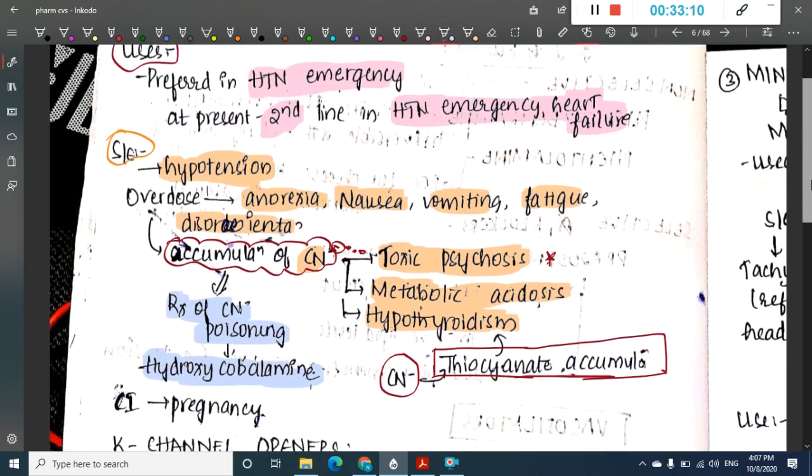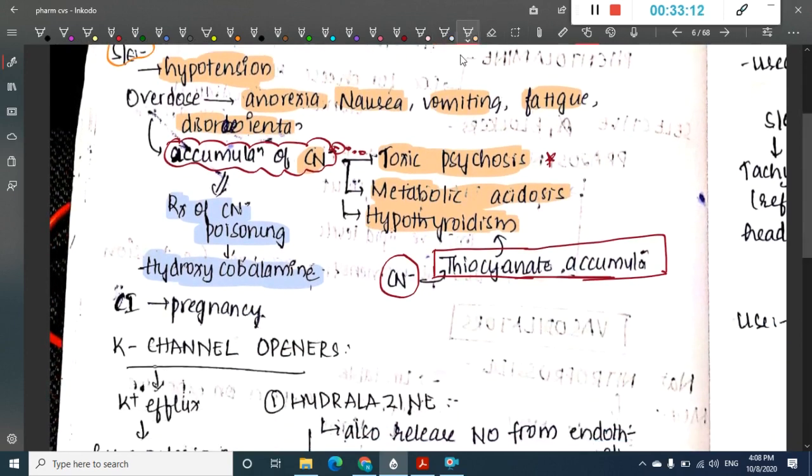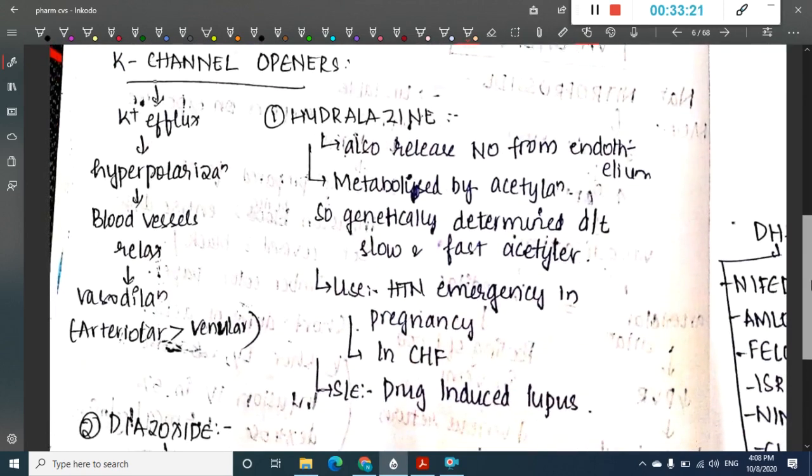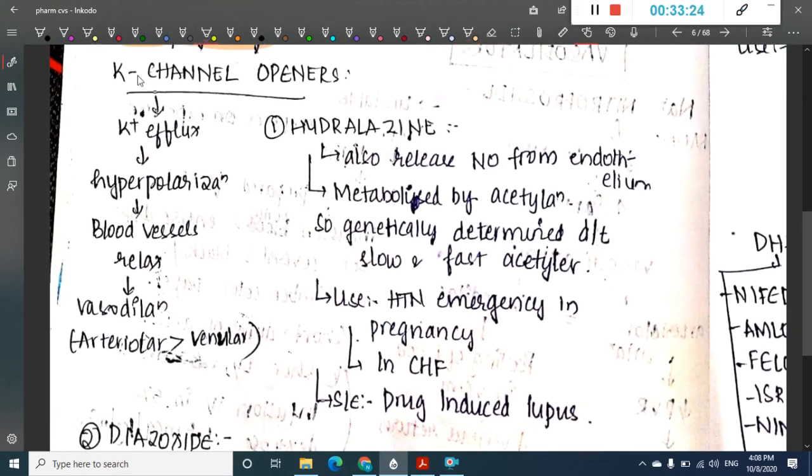Hydroxycobalamin is the drug used for cyanide poisoning. Then one more important thing is it is contraindicated in pregnancy because of the accumulation of cyanide toxicity. Then the next group of antihypertensives are potassium channel openers.